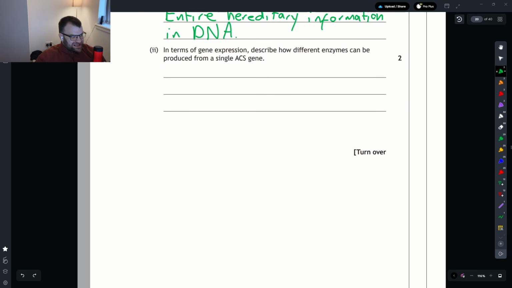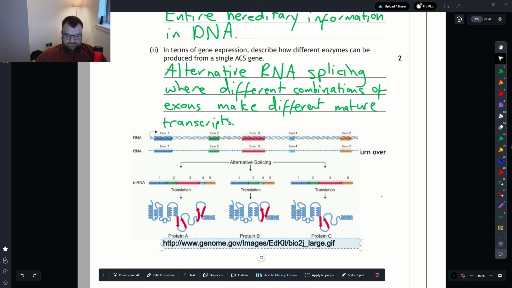Well, there is alternative RNA splicing, which is when different combinations of exons are retained. That's hopefully quite clear on this diagram, where in the first one, all 5 exons are retained. In the middle one, we've lost exon 3, and the last one, we lost exon 4. That changes your mRNA transcript, which then means you have a different protein formed from it.